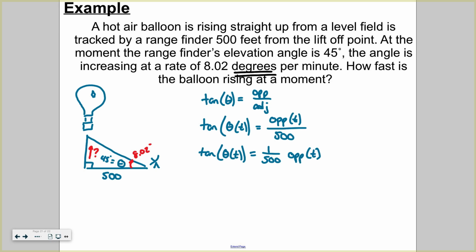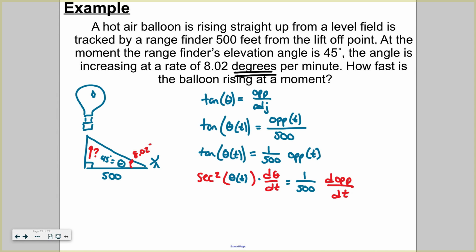Alright, so just like before, we'll take the derivative of both sides. So the derivative of tangent is secant squared. We'll leave the inside alone, then multiply by the derivative of the inside. And this is going to be 1 over 500 times the derivative of the opposite side all over derivative of t. Or with respect to t, excuse me. And actually I want to put these guys in red, so give me 1 second. Totally forgot to do that. d theta over dt, and then d opposite over dt.